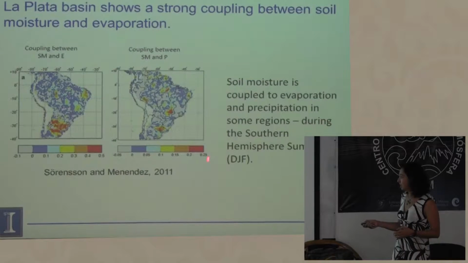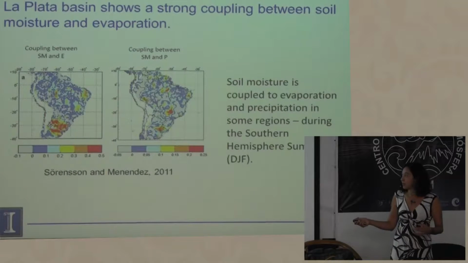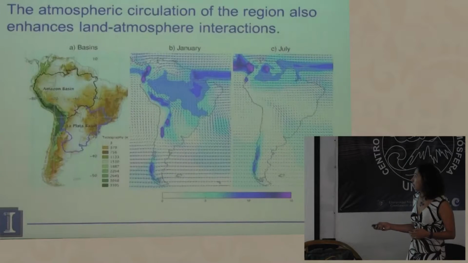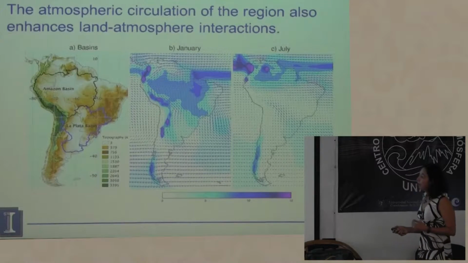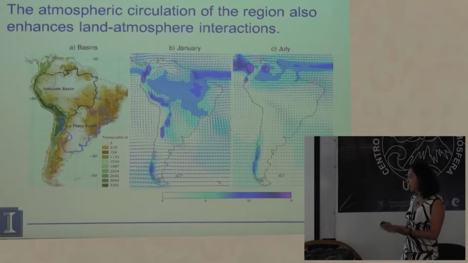Okay, so, but again, this is Southern Hemisphere summer, so in the Koster paper, you won't see a hot spot over South America because that's June, July, August. So, okay. So this is where we began our work in the La Plata Basin.